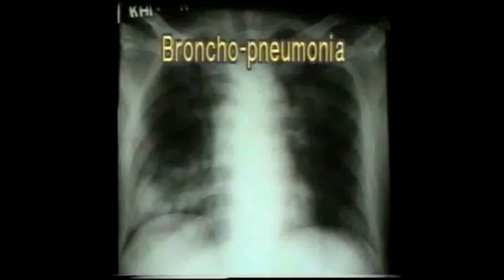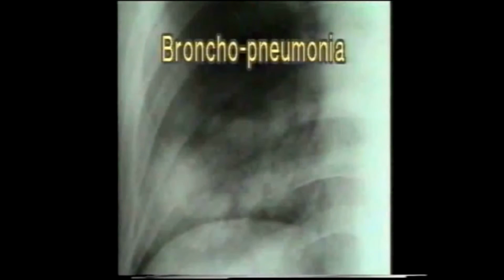This second X-ray shows mottled opacities in the right lower zone in a patient who had received general anesthesia. Aspiration is always more common on the right side, and hence aspiration pneumonias are also more common on the right side.